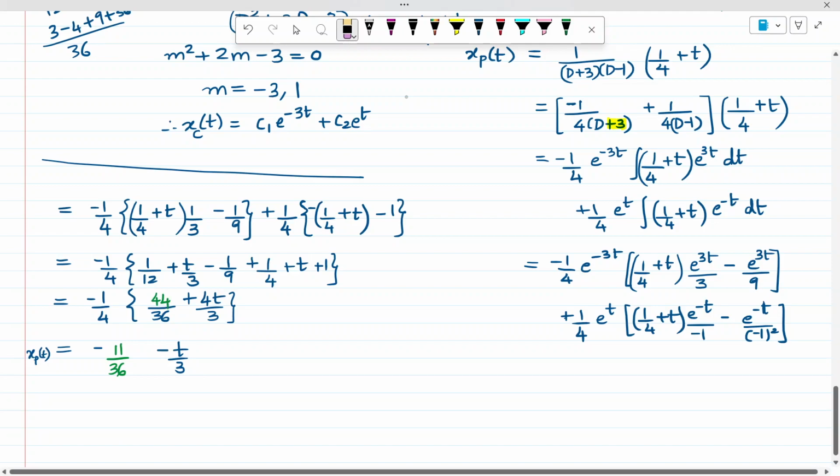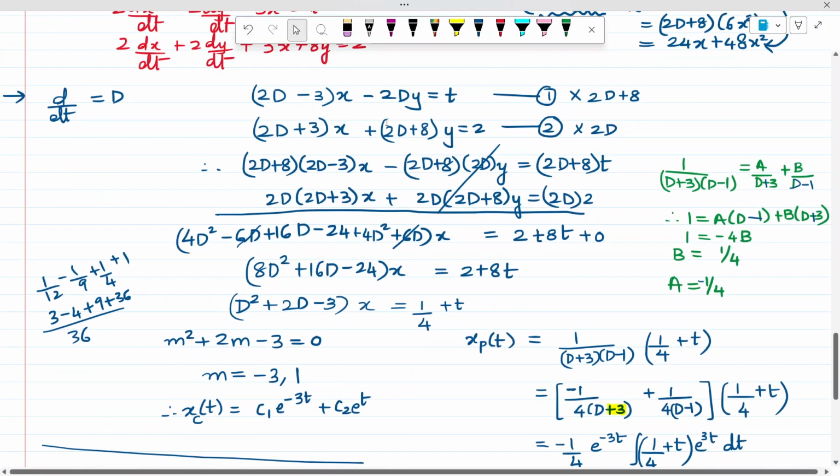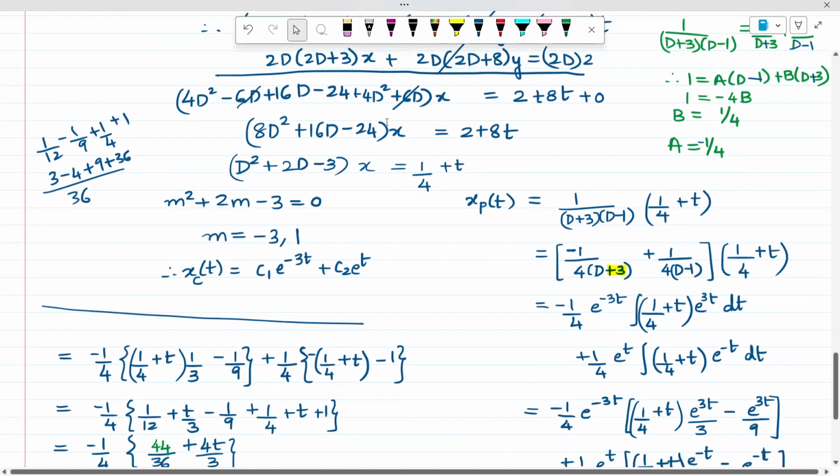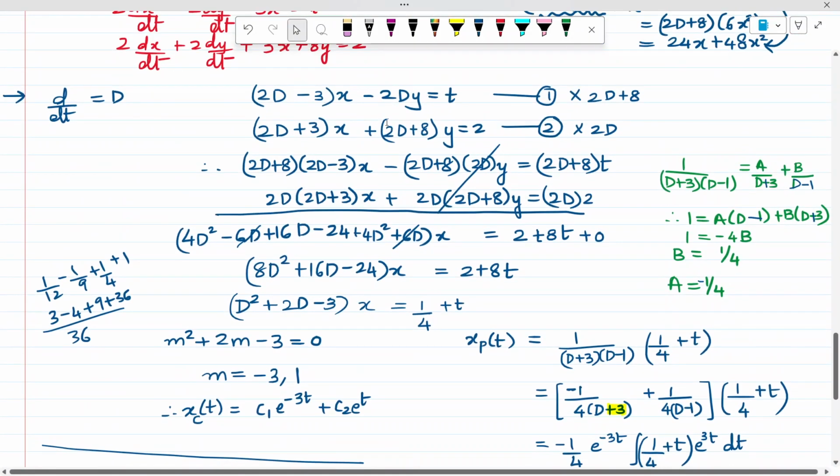So yeah, this is your particular integral, and finally you have to write x of t, which will be the addition of complementary function and particular integral. So its value will be c1 e raised to negative 3t, c2 e raised to t, minus 11 over 36 minus t over 3. This is your x of t, and we have not yet found y of t. So x of t is found. Now using equation 1 or equation 2, we also have to find y of t.